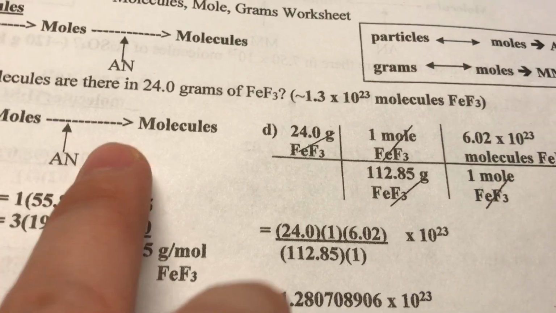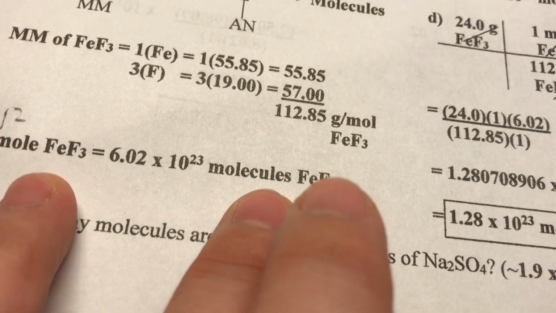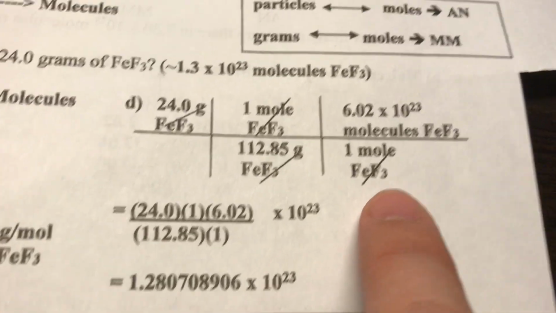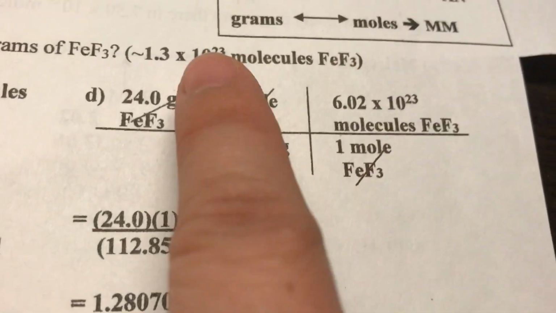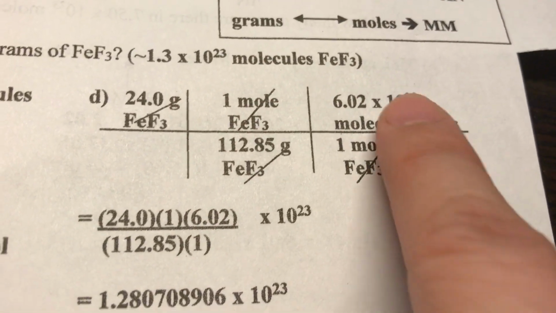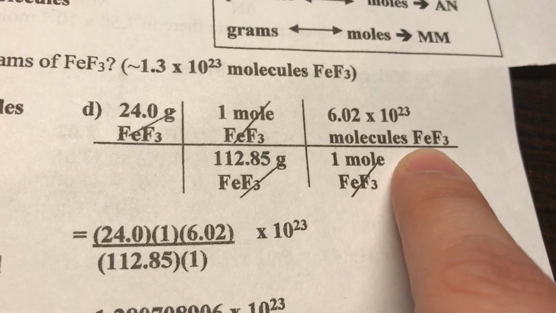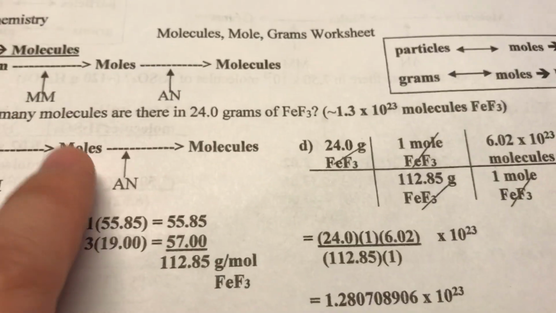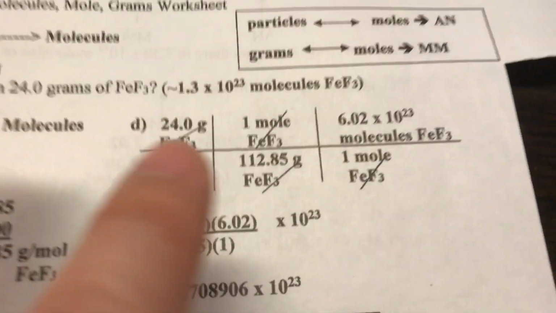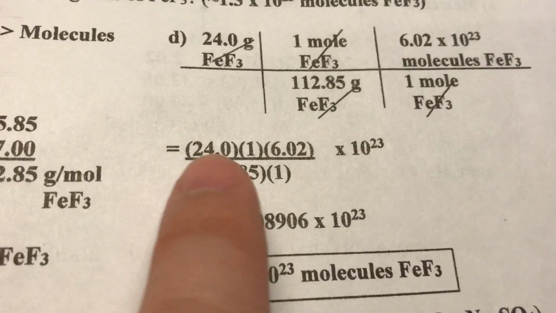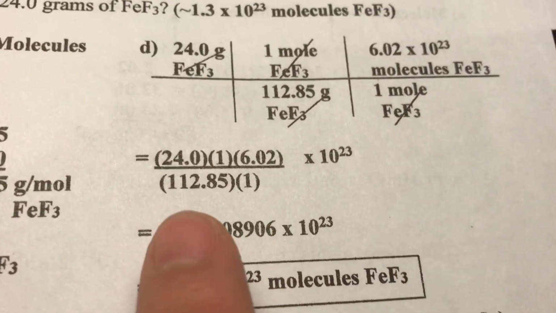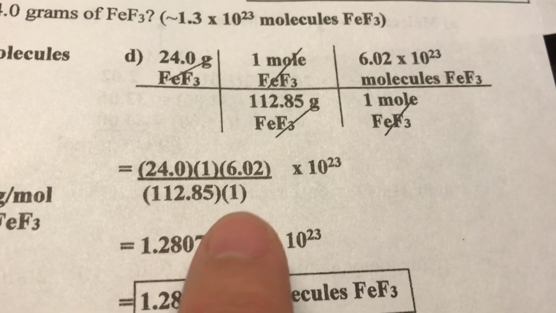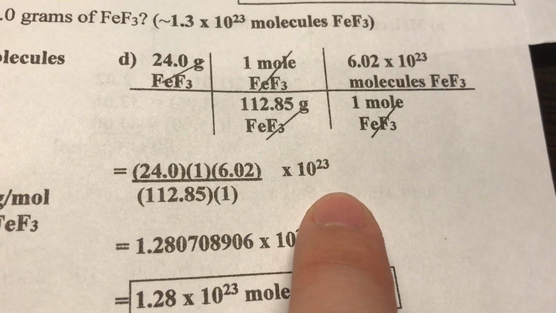And then from mole to molecules, we're going to use the Avogadro number. That means we use this relationship. In this case, the mole should be on the bottom, because again I want to cancel the unit. I cancel the mole, I cancel FeF3, and then I have molecules of FeF3 left over, which is what I'm looking for: how many molecules. Then you write out the math with the numbers: 24 times 1 times 6.02, divided by 112.85, divided by 1, and then the exponent on the side.